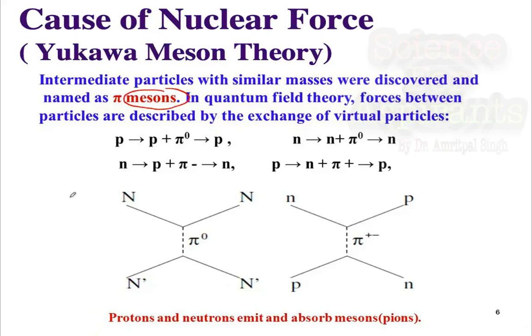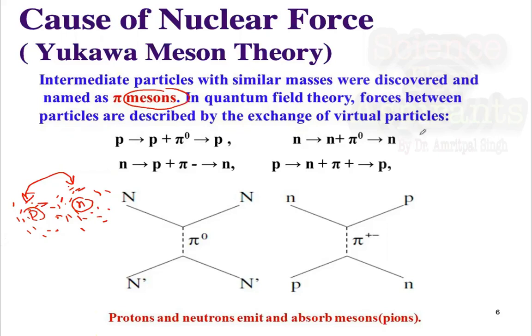So what happens, for example, this is a proton, and suppose this is a neutron, and there is some sort of meson cloud which exists all across these nucleons, and these mesons are exchanging their identity from one nucleon to another nucleon, and due to that there is some sort of attraction which exists between these nucleons. Now, according to this Yukawa theory, all the nucleons are like identical cores which are surrounded by a cloud of these mesons.